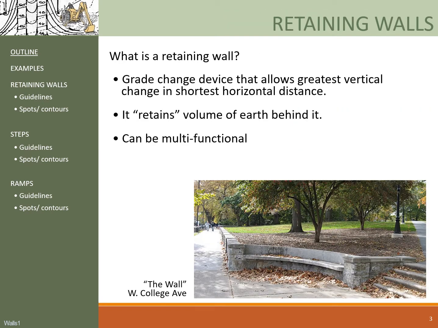So, what is a retaining wall? It is a grade change device that allows the greatest vertical change in the shortest horizontal distance. It retains volume of earth behind it, and it can be multifunctional and should be multifunctional whenever possible. This picture here shows a wall on campus that also provides a sitting space.